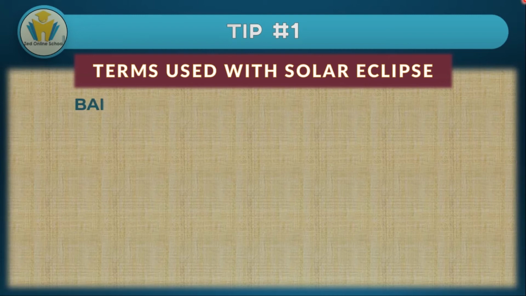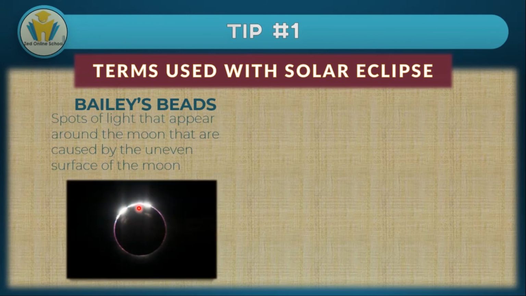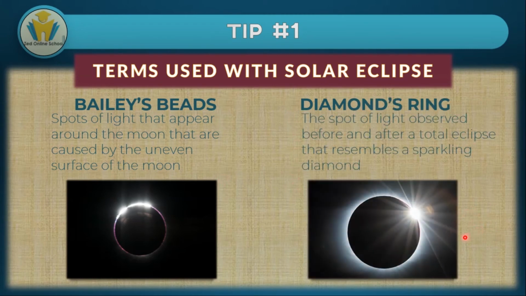The first term is the Bailey's beads. These structures here is what we're calling the Bailey's beads, and if you see, they resemble small beads. Now, just after the Bailey's beads, when you're observing a total solar eclipse, there's what we call the diamond ring. If you look at the diagram here, you see that it's a very bright speck of light.